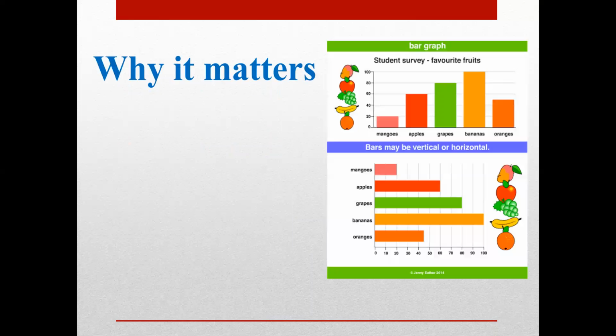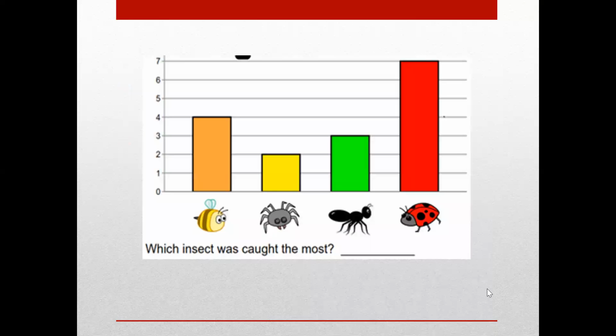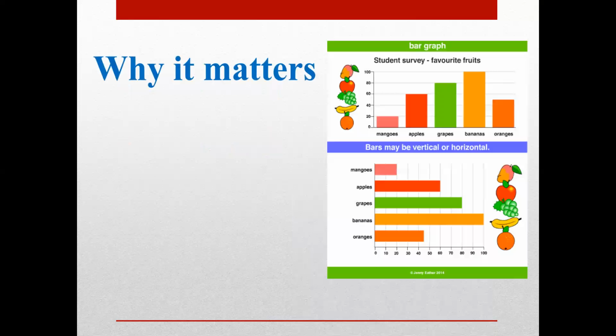Okay, so let's move further as to why it matters. Now look at this bar graph, how colorful and nice. It matters because when we look at a glance at this, you will straight away understand, even if the miss doesn't tell you, you will understand that, okay, what is this? It's a student survey. What survey is this about? Favorite fruits. Did miss tell you that? No, you read it yourself.